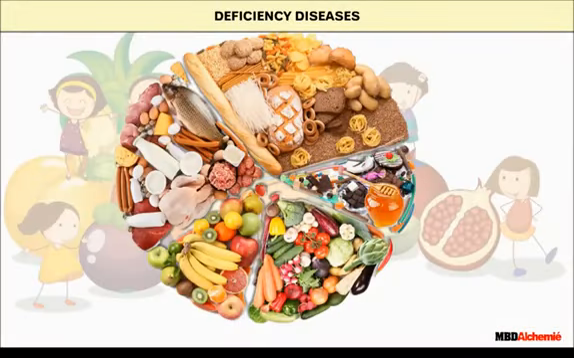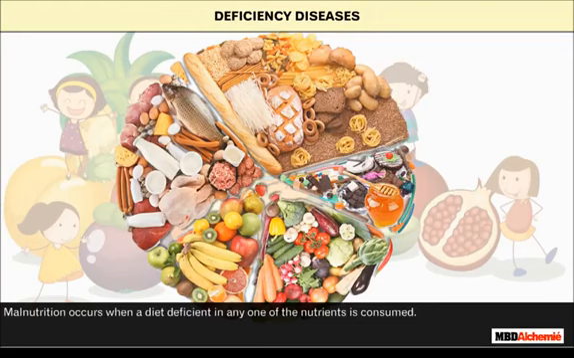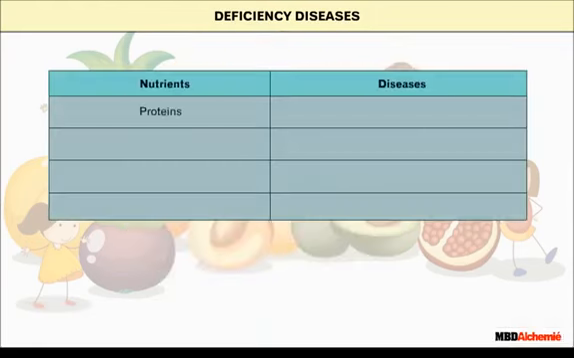Deficiency diseases. Consuming a diet lacking in nutrients results in deficiency or malnutrition. Malnutrition occurs when a diet deficient in any one of the nutrients is consumed. Deficiency of proteins causes marasmus and kwashiorkor.